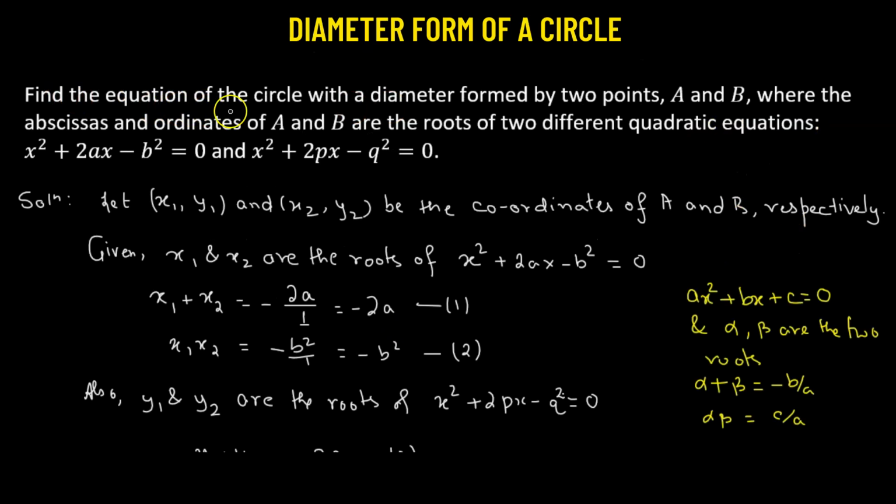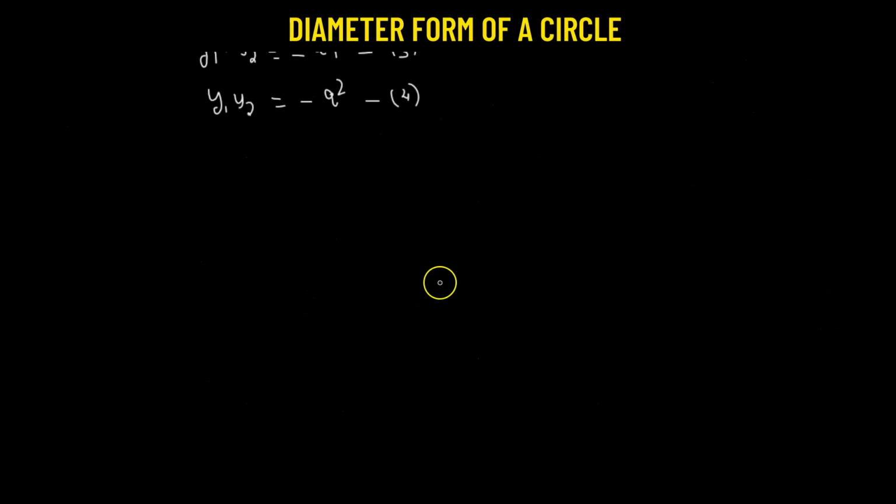Our goal will be to find out the equation of the circle having the diameter formed by the 2 points A and B. So here we have the 2 points, point A with coordinates x1 comma y1, and we consider the other point to be B, x2 comma y2. So this AB represents the diameter whose endpoints are given to us, and we have to determine the equation of the circle with this particular diameter AB, and we know the formula.